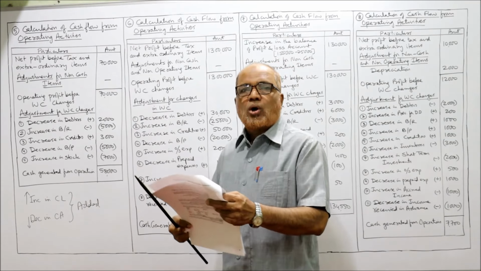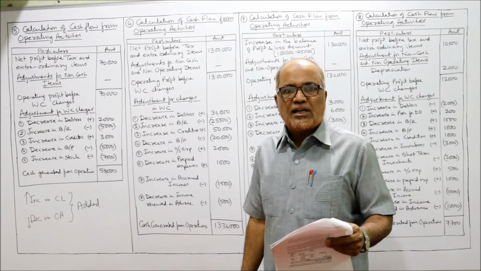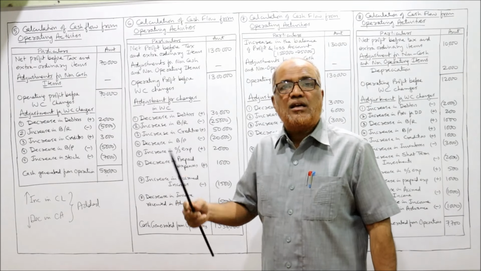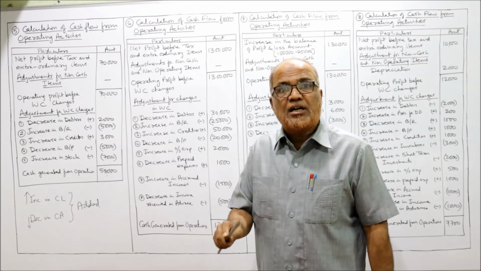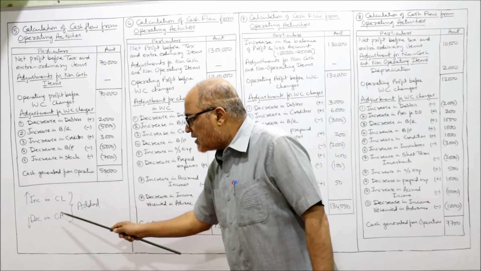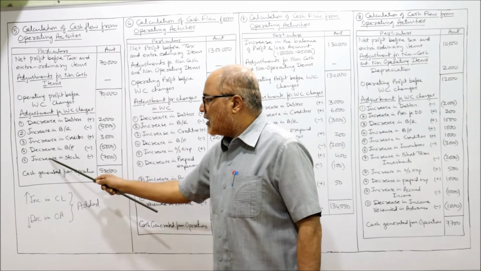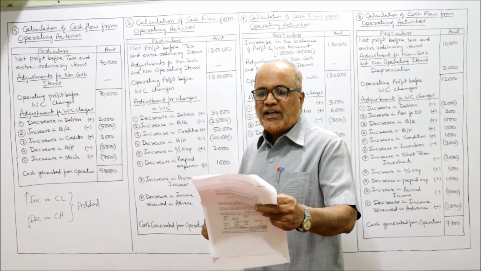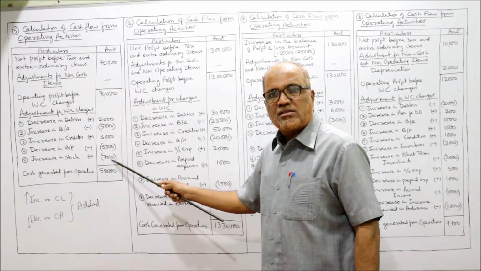Next one is stock. Last one is stock. Stock is a current asset. Last year 58,000, current year 65,000. Increase in stock. Increase in current asset should be deducted. Actually, decrease in current asset is added, so increase in current asset should be deducted. So increase in stock should be deducted. How much? 65,000 minus 58,000, 7,000. 7,000 minus.